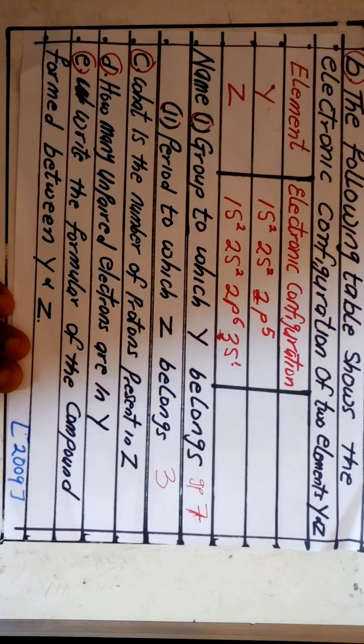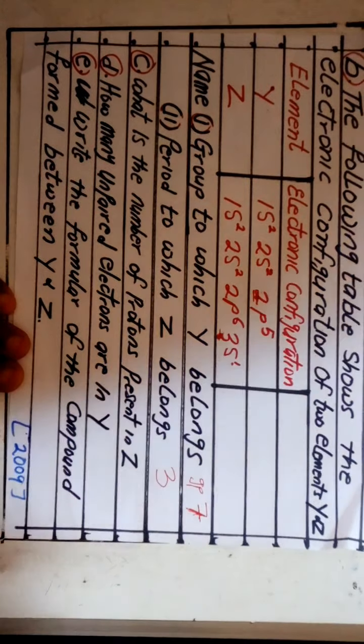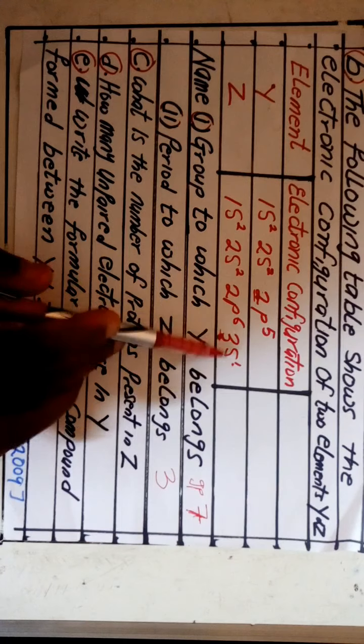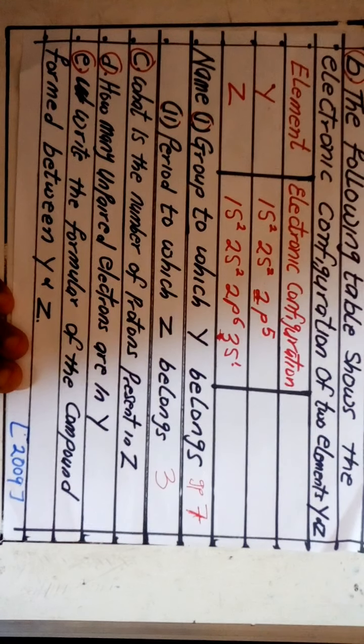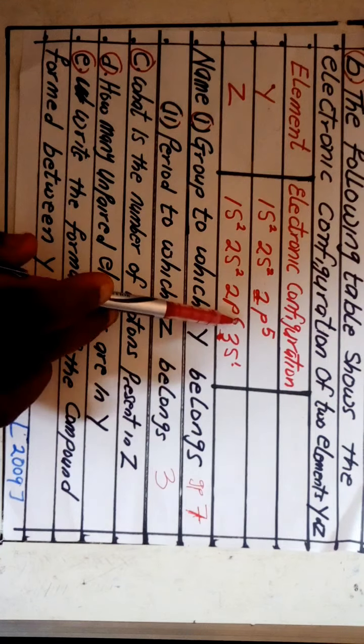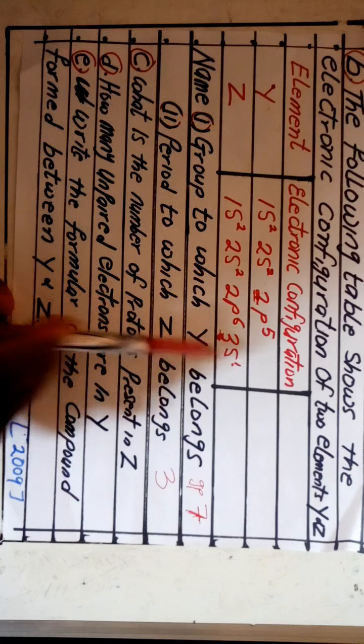So what is the number of protons present in Z? First of all, Z has 11 electrons. For a neutral atom, the number of protons is the same thing as the number of electrons, which is also the atomic number. So to know the number of protons, you add these values. So at the end of the day, you get 11.